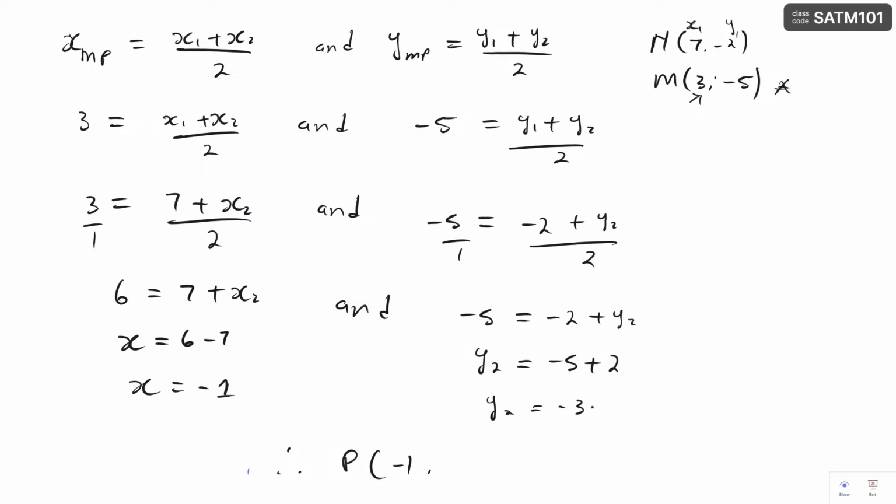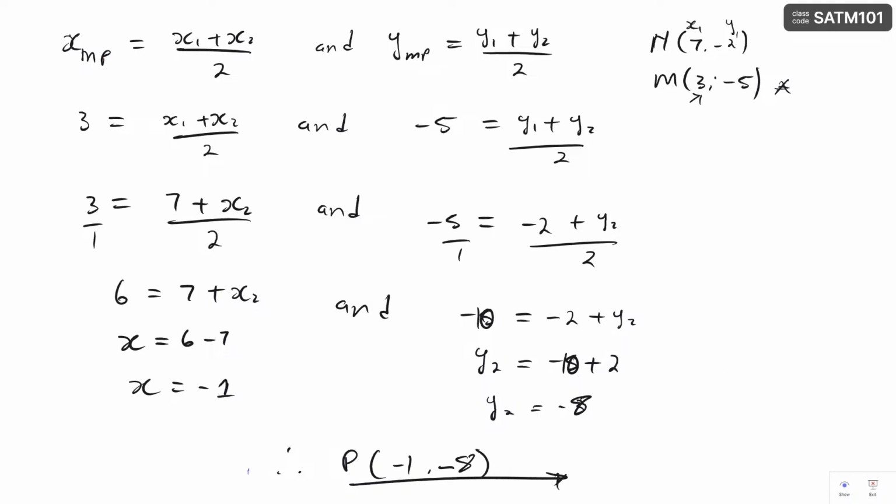Then the other one, oh wait, I made a mistake here. Cross multiplication, you can check. Here it's supposed to be 10, sorry about that, because it's negative 5 times 2, which is negative 10. Then negative 10 plus 2 is going to give us negative 8. So here is going to be negative 8.